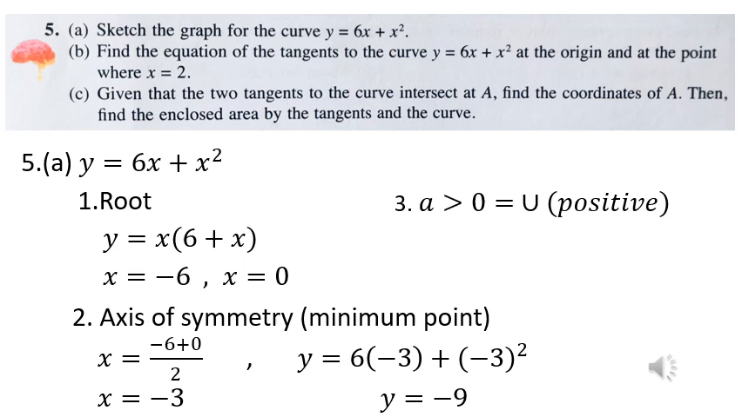Because of y equals 6x plus x squared, the coefficient of x squared is greater than 0. So the graph shape will be a U shape. That is for the positive. So for the U shape, the axis of symmetry gives the minimum point. So our minimum point is negative 3, negative 9. So next, let us see the graph which forms.